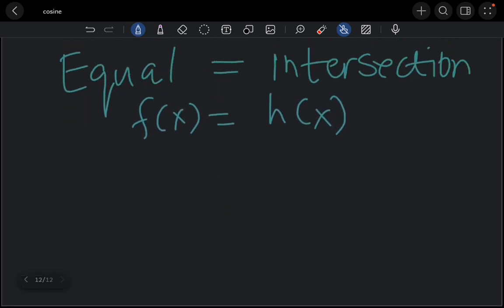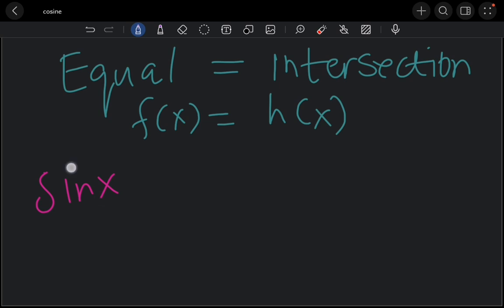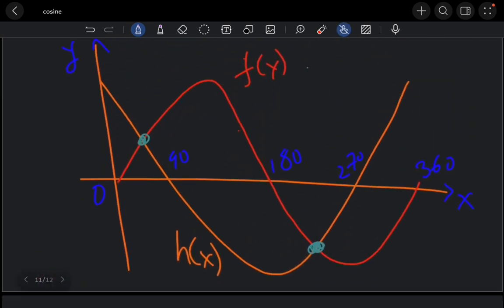You say, well, f of x, which is sine x, is equal to h of x, which is cos x, and then you solve. You divide both sides by cos x, then you get tan x is equal to 1, and you solve for x. The idea is for you to understand that at these two points the coordinates of these two graphs are exactly the same.